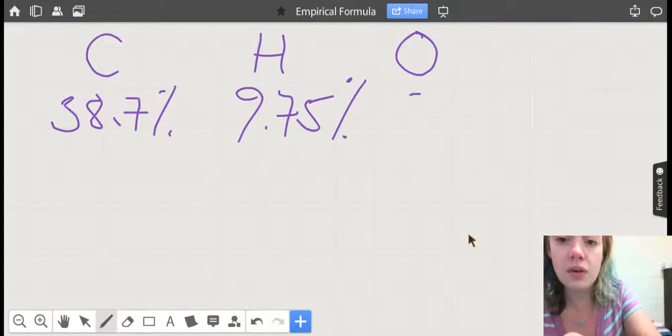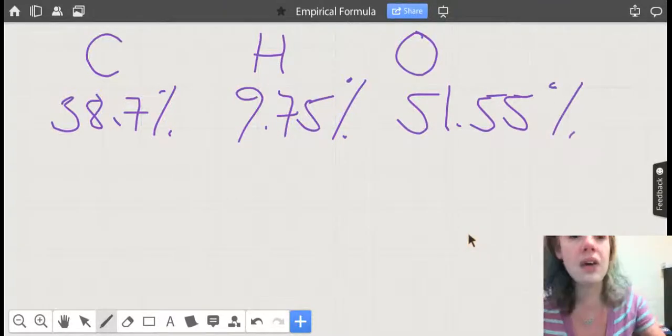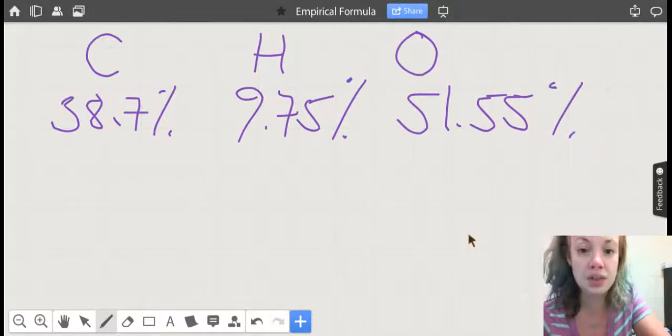And finally, I've got 51.55% of oxygen. Now, if I add up each of these percentages, I'm going to get to 100, so I know that I'm not missing any elements.